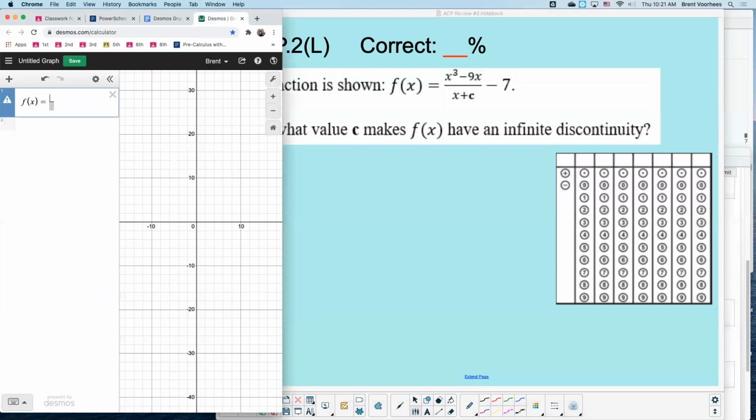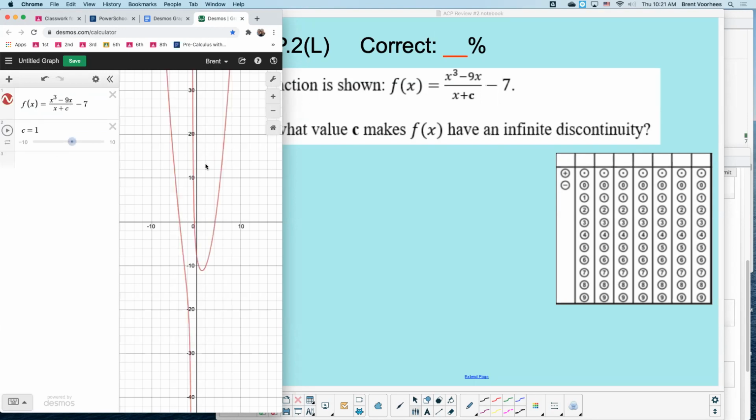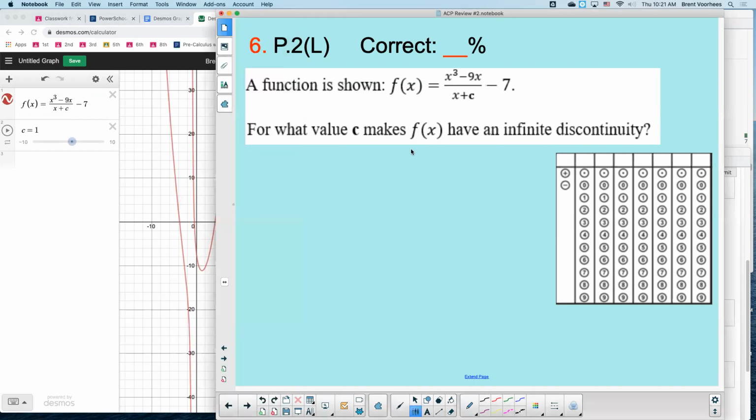F of x equals x cubed minus 9x over x plus c, minus 7. I've typed it in exactly as they've shown, and it says what value of c has an infinite discontinuity, and there's going to be answer choices. Let me pause this and grab the answer choices. Okay, now I got some answer choices here. It says a function is shown; for which of these values does the graph have an infinite discontinuity?